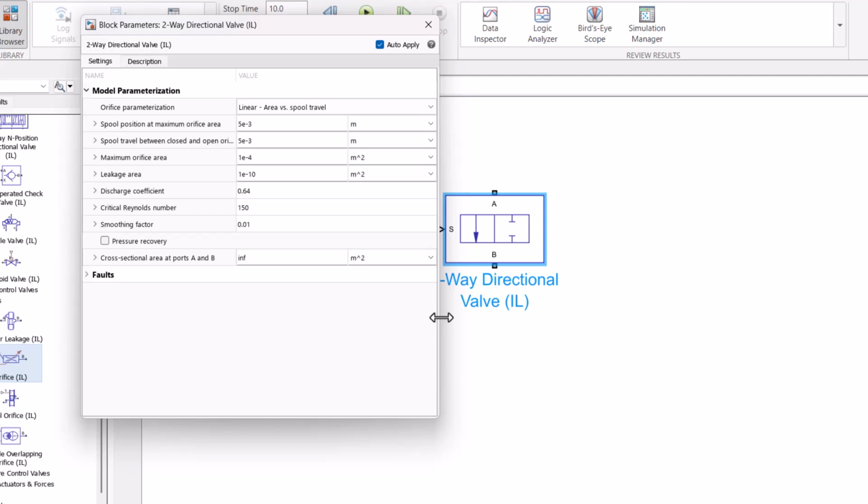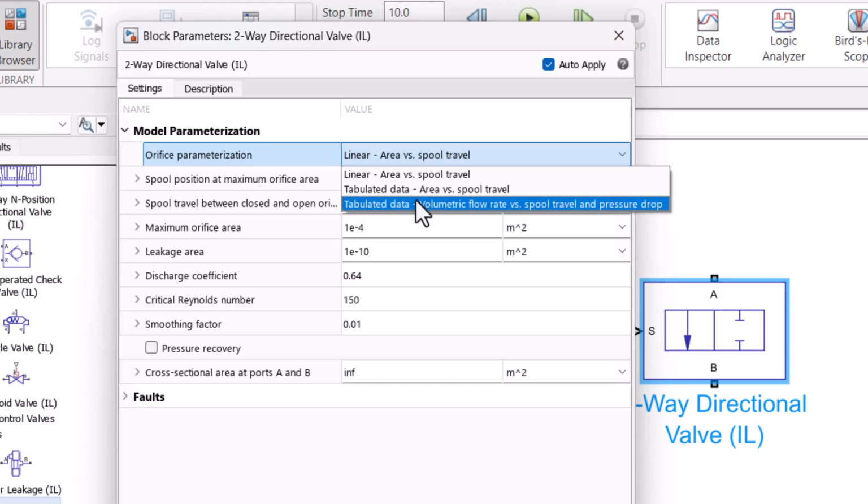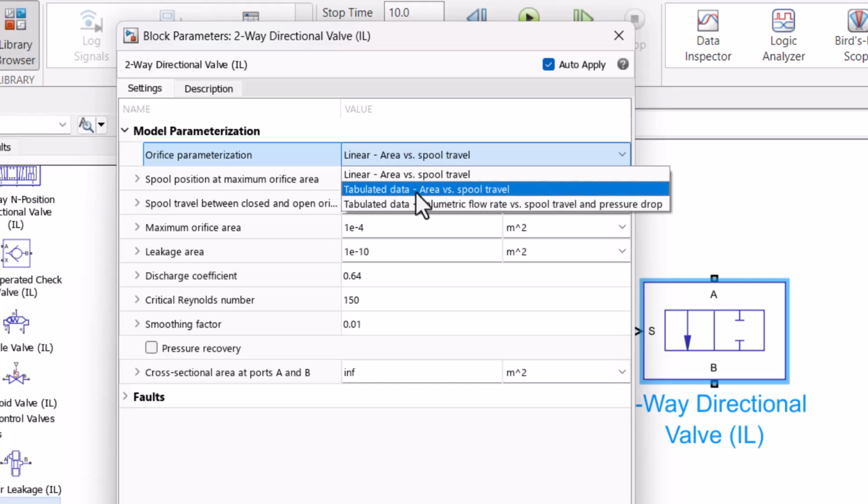In the previous tutorial, when I talked about shut-off valves, we just set the orifice parameterization in the linear area versus spool travel, because in that video we were not interested in the pressure drop in the half open positions. But today, in order to simulate the flow characteristic curve of the valve and the flow coefficients completely, I'm going to choose the second option, which is the area versus spool travel. So area is the open area of the valve, and the spool travel is showing how much it is open or whether it is closed.